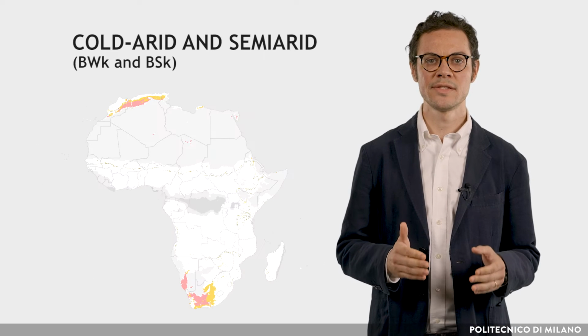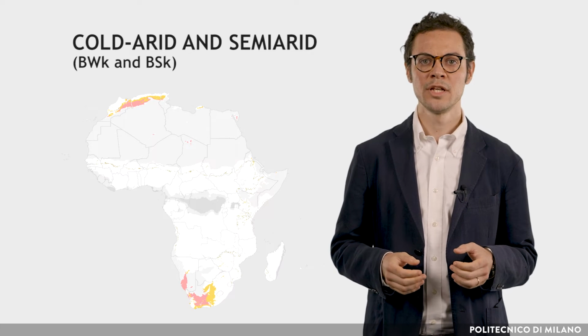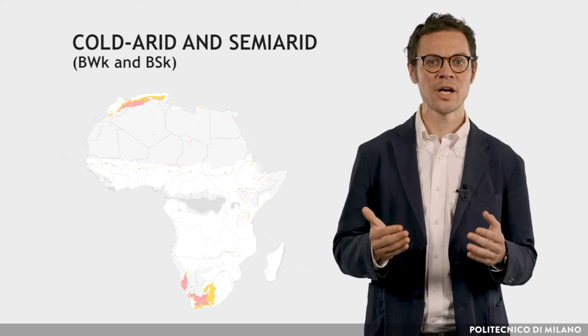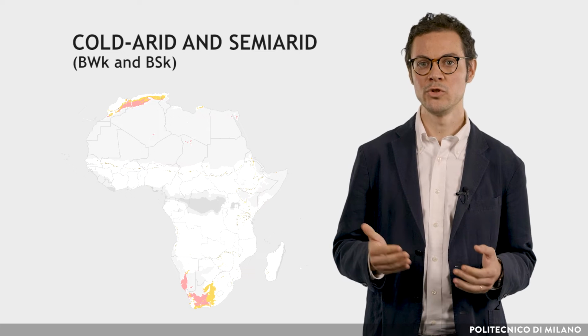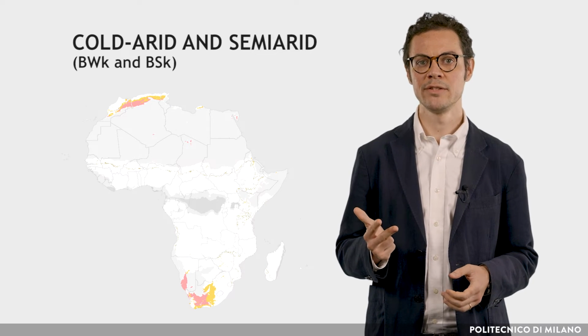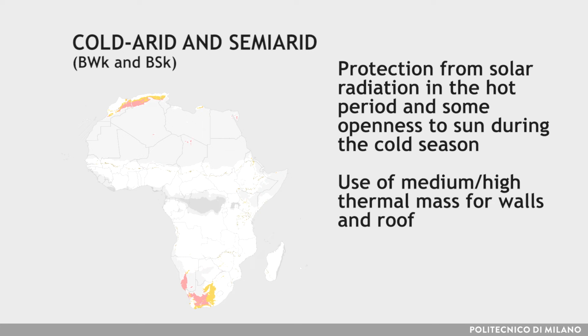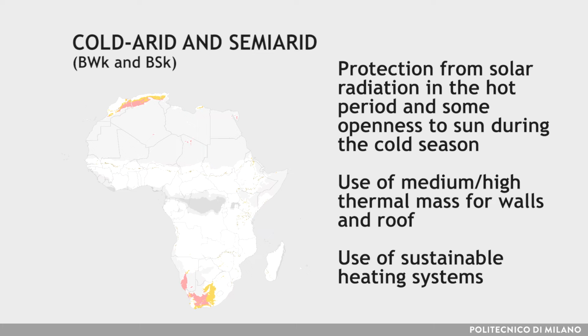The cold arid and semi-arid climates are present in a very limited area of Africa. Because of the low temperatures, passive heating is welcome during the cold period. To achieve this, three main provisions should be made: protection from solar radiation in the hot period and some openness to sun during the cold season, use of medium high thermal mass for walls and roof, use of sustainable heating system such as heat pump or biomass stoves.